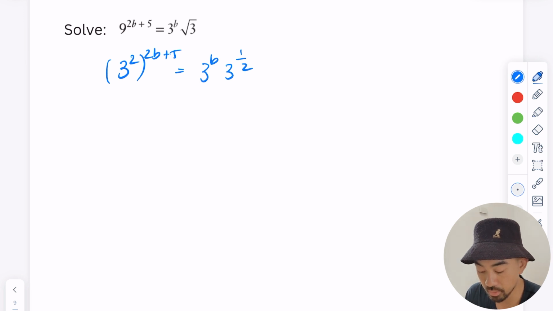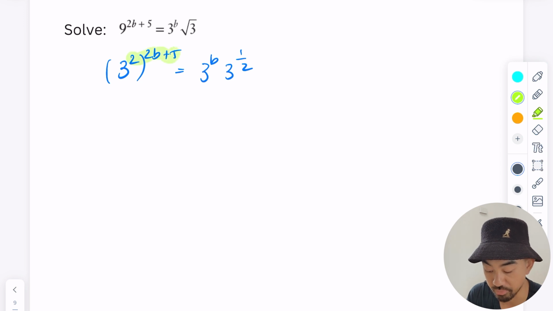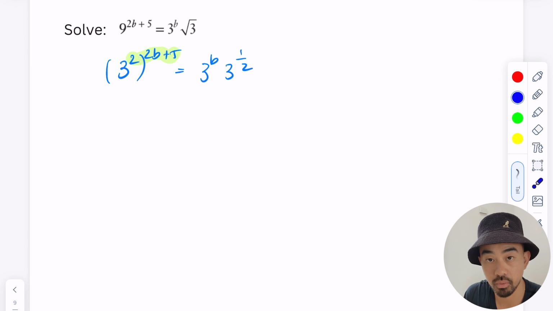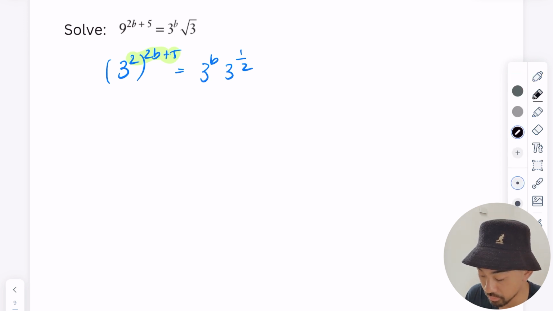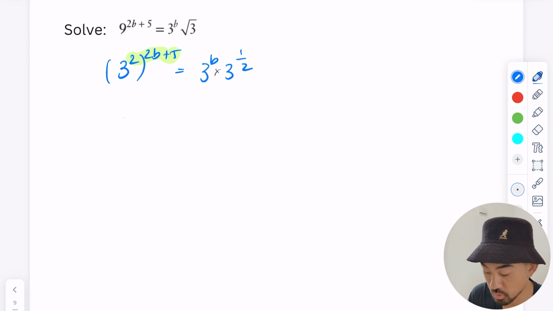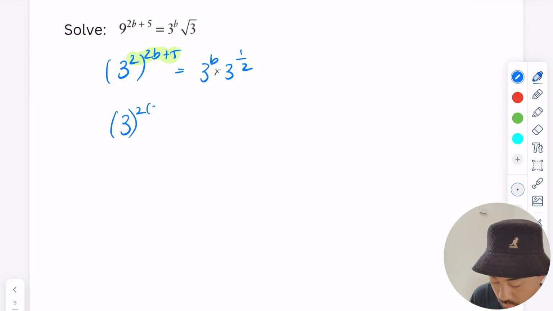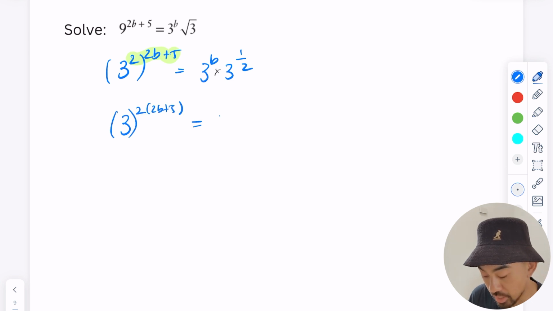Okay, so I've got the left-hand side pretty much done. So I've got a base of 3 and a power here. Well, what do I do over here? So if there's nothing here, remember it's multiplying. And when you multiply, you add the indices. So I'll just rewrite this for a second. So that's 3 to the power of b plus a half.